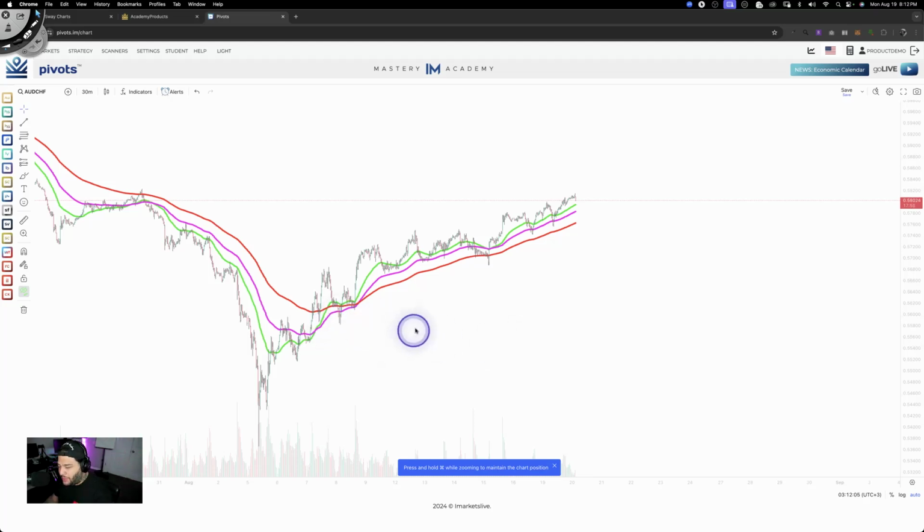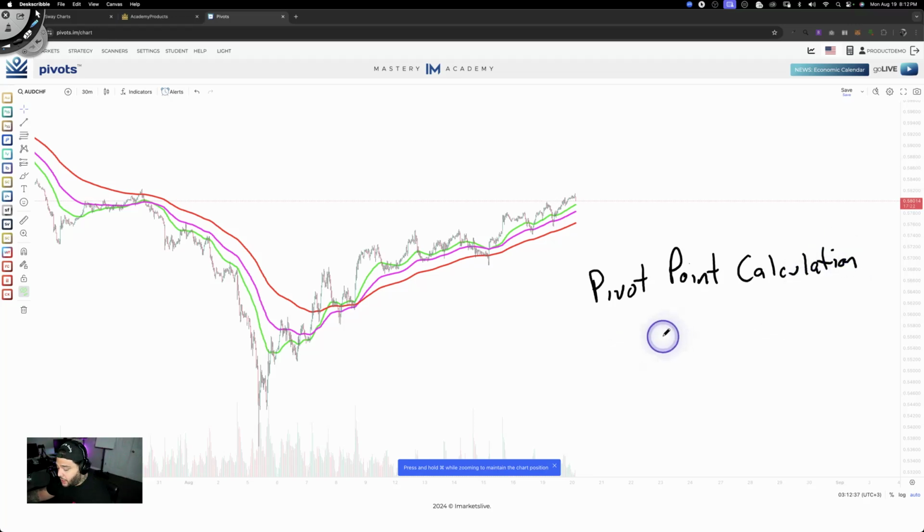So, first, I'm going to lay out the calculations. I'm going to draw it out for you. All right, I think we good over here. So let me draw it out right over here. And this is basically going to be the pivot point calculation. All right, so it goes like this. Pivot point calculation. Excuse my chicken scratch. All right, so here's the pivot point calculation. It's real simple.